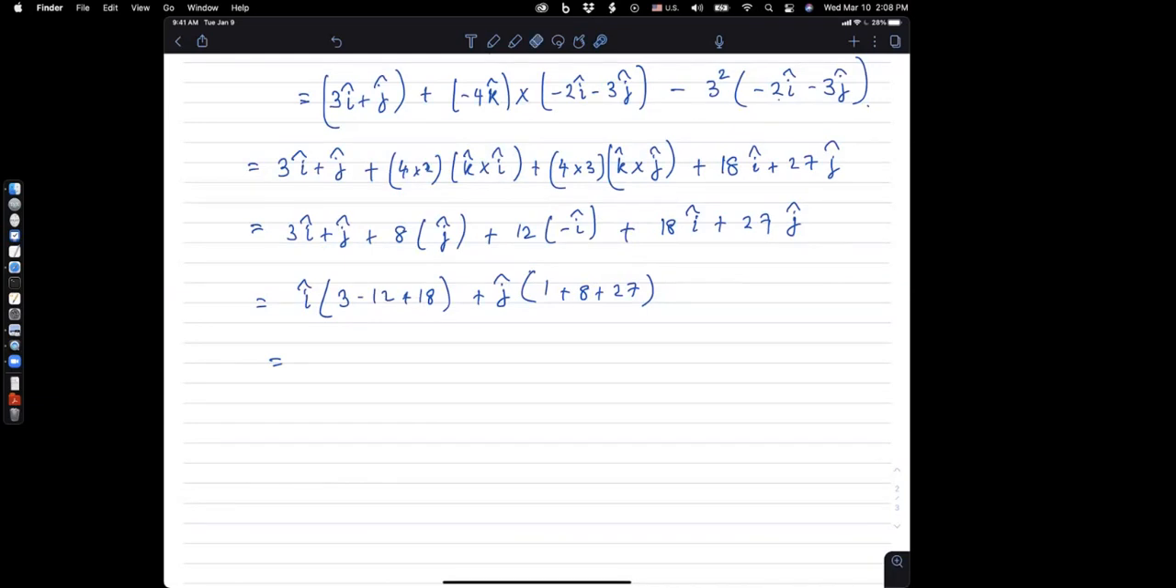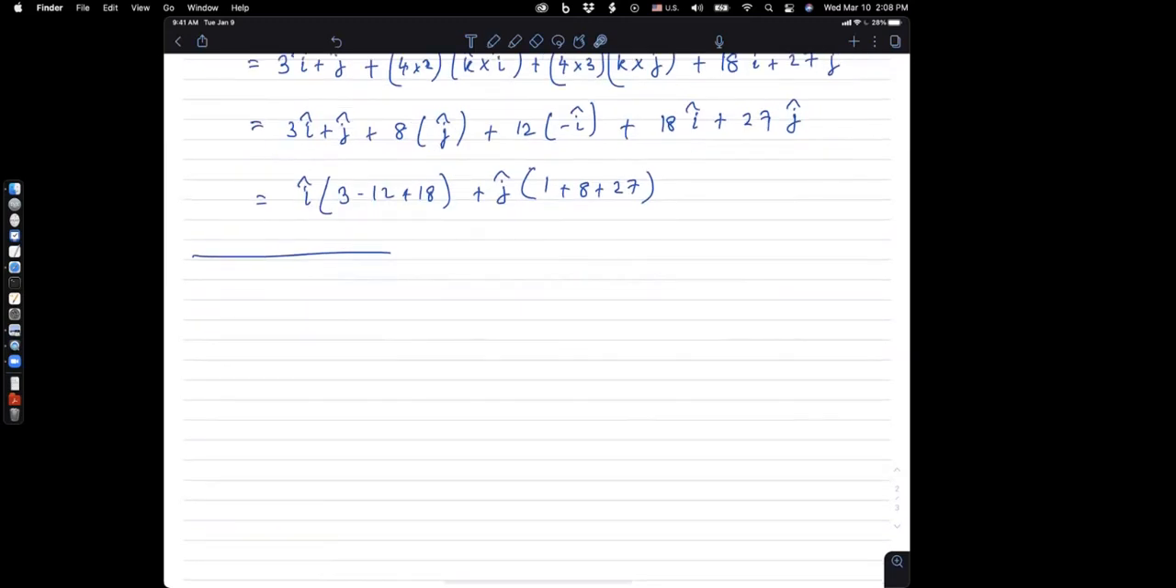I won't simplify further. If you just want to recall the cross product principles I'm using here, the table is basically i cross j equals k, j cross k equals i, k cross i equals j. So basically this is going in the cyclic order i, j, k. If you're going in this order, it's a plus. And if you're going in the opposite order, it's a minus.